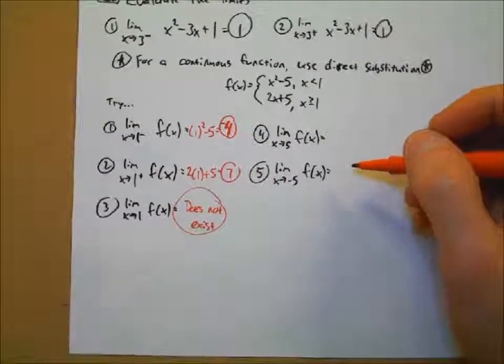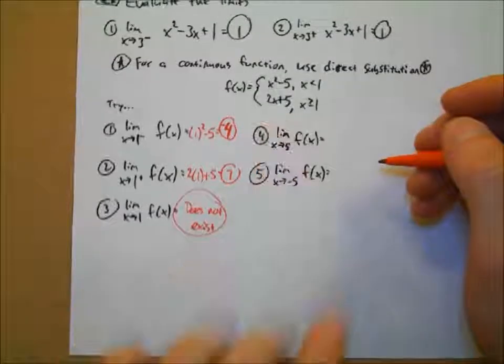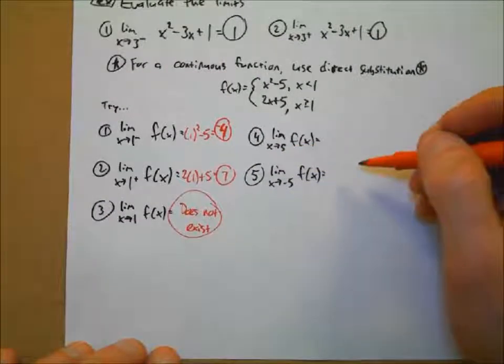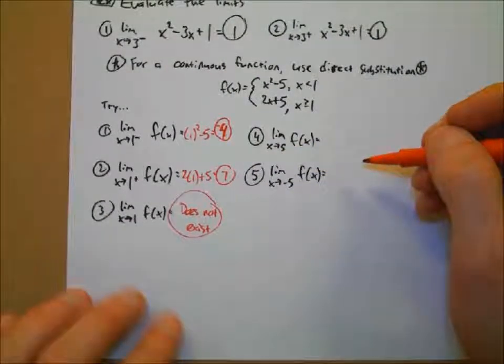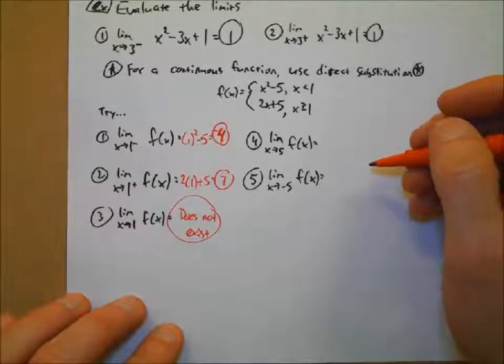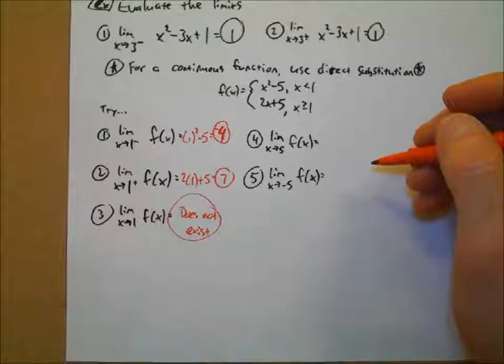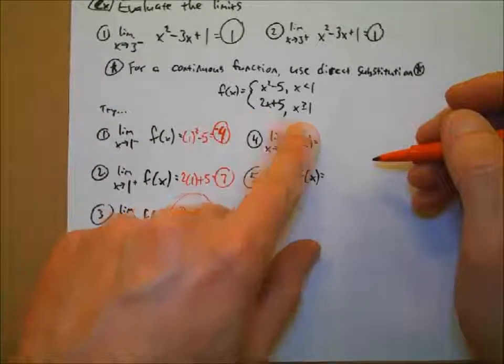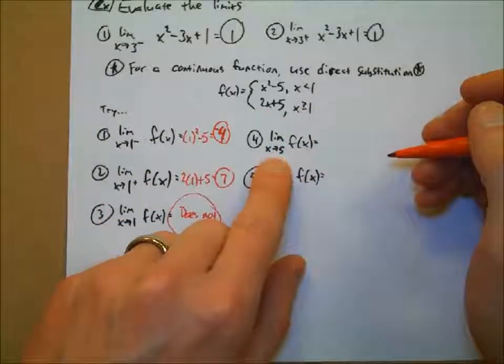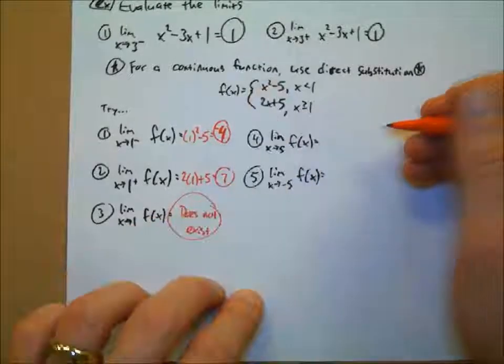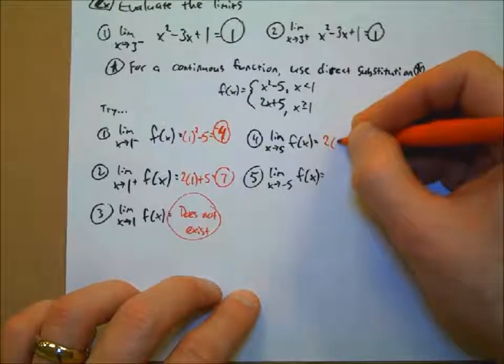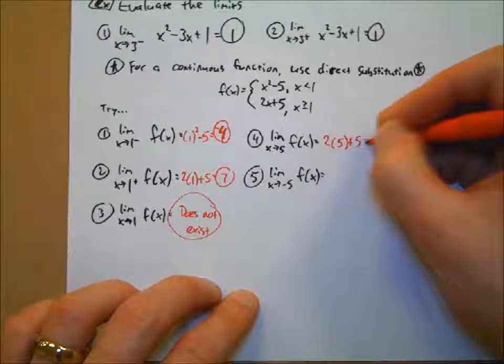All right, number 4. Limit as x approaches 5 of f of x. What do we do here? Anything special? Yeah, plug it in the bottom one. Exactly right, the bottom one, because our x value here is 5. That's greater than or equal to 1, so we use the bottom one. So it'll be 2 times 5 plus 5, which is 15.